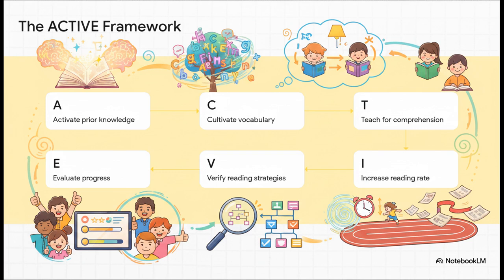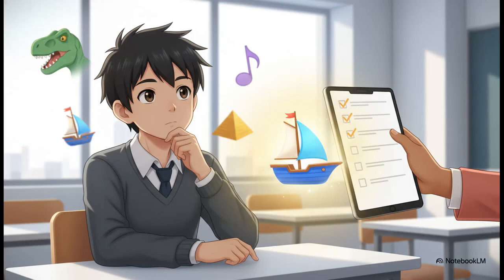ACTIVE. So first step, A, is for activate. Before they even see the text, you get them thinking. Use something like an anticipation guide, a list of true-false statements about the topic. It gets their brains warmed up and ready to connect what they already think with what they're about to read.